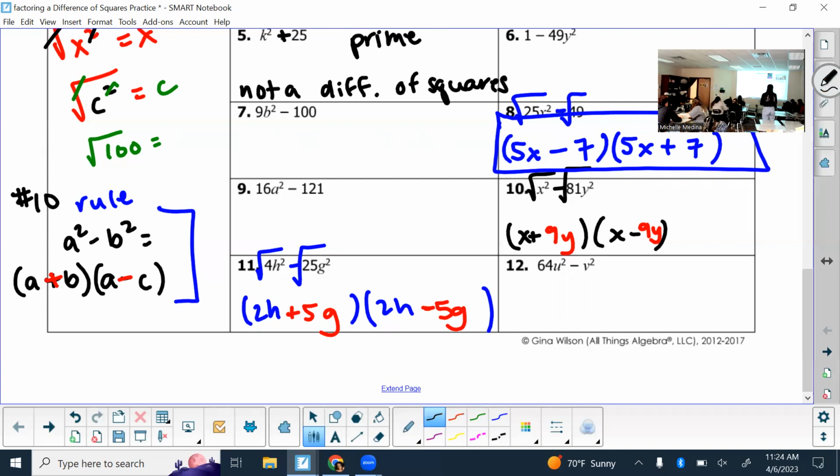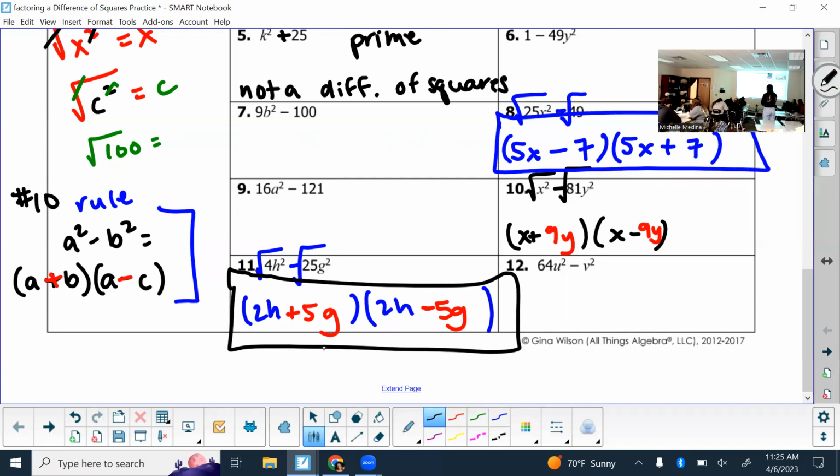And that's it. That's all you do. You have to determine, is it a difference of squares? Yes, it is. Let me apply this rule to it. So you have to find the square root of each and put it together like that. Question? Okay. Now it's gonna get a little bit more difficult.